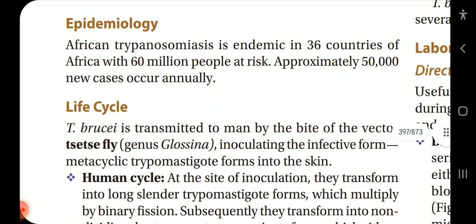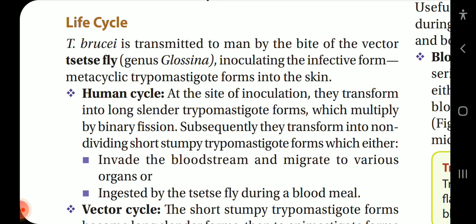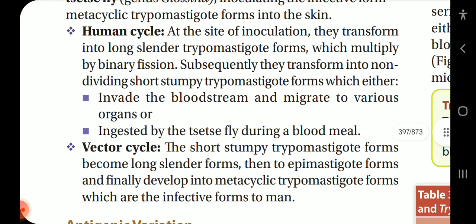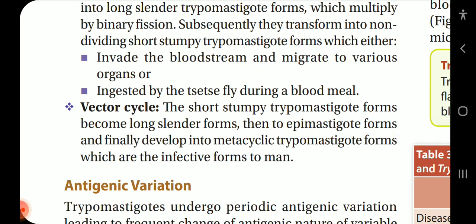Epidemiology: African trypanosomiasis is endemic in 36 countries of Africa with 60 million population at risk. Approximately 50,000 new cases occur annually. Life cycle: Trypanosoma brucei is transmitted to man by the bite of the vector tsetse fly, genus Glossina, inoculating the infective form, metacyclic trypomastigote forms, into the skin. Human cycle: at the site of inoculation, they transform into long, slender trypomastigote forms which multiply by binary fission. Subsequently, they transform into non-dividing, short, stumpy trypomastigote forms which either invade the bloodstream and migrate to various organs or are ingested by the tsetse fly during a blood meal.